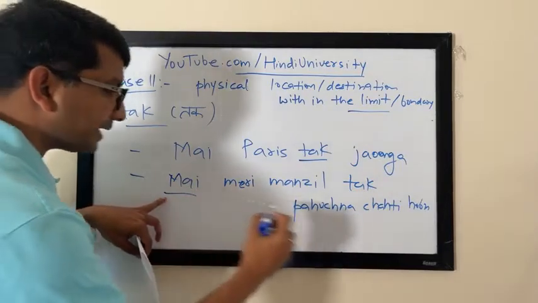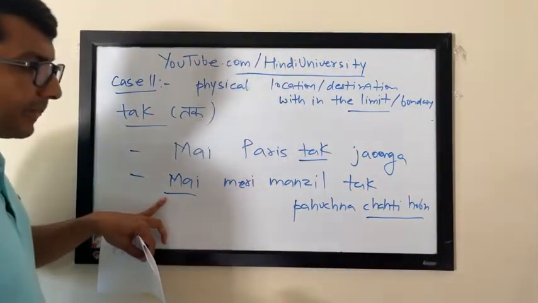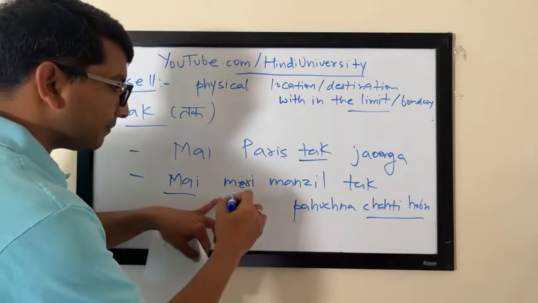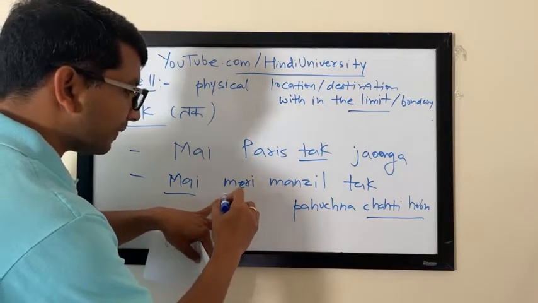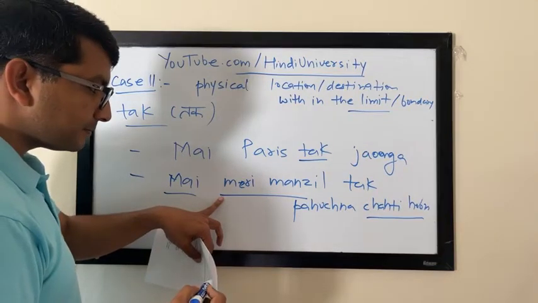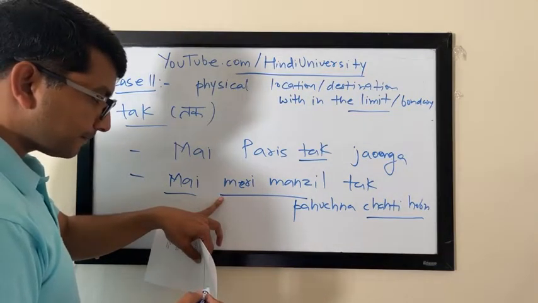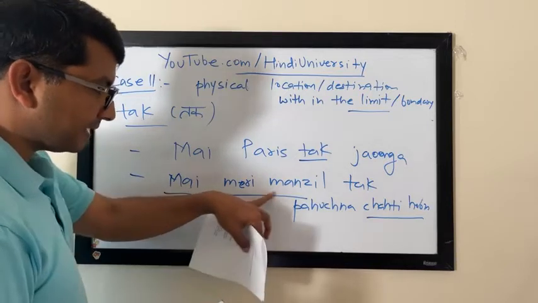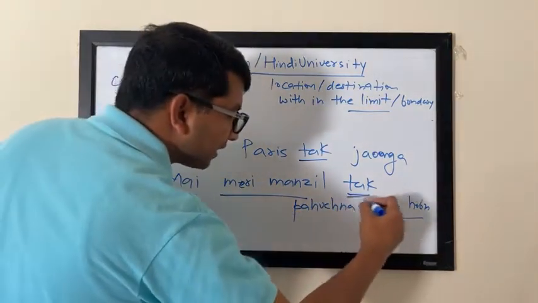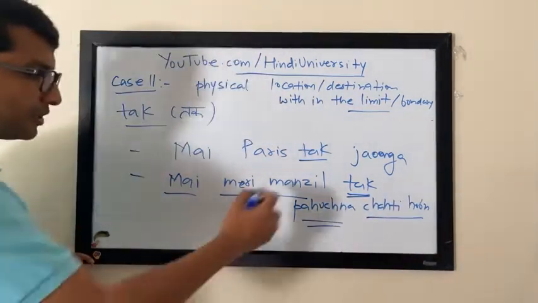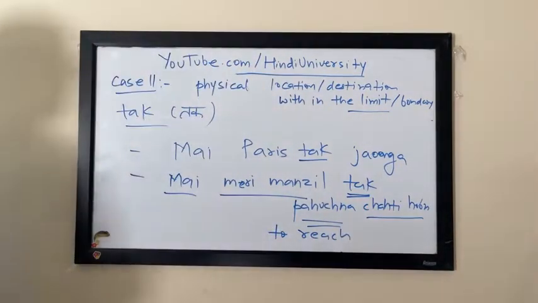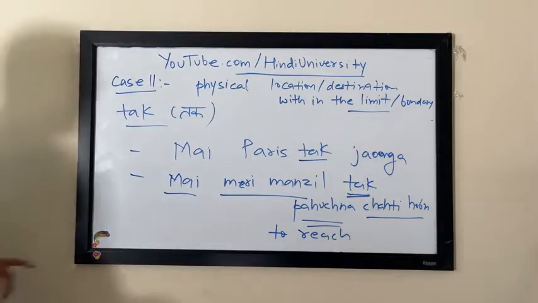So let's break it down. मैं चाहती हूँ is I desire or I want. Right? Then you have मेरी मंजिल, which is my goal, my ambition, or something I want to reach. Yes, my desire, my ambition, my goals. Okay, and then you are using tak and then pahunchna because you want to reach, right? So it's basically to reach. Right, awesome. मैं मेरी मंजिल तक पहुंचना चाहती हूँ.